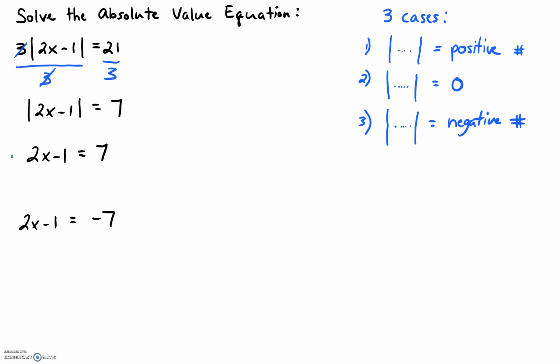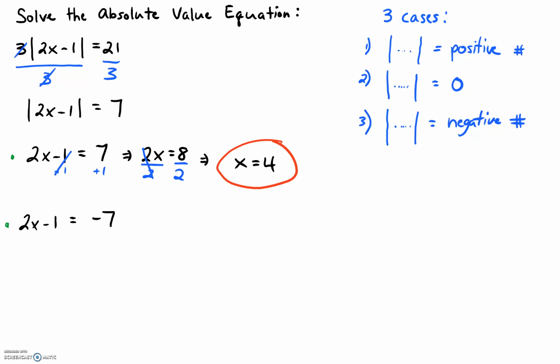And so now let's solve each of these equations, and that will give us our 2 possible solutions. Looking at the first equation, we have 2x minus 1 is equal to positive 7. We're just going to add 1 to both sides. That gives us 2x on the left-hand side is equal to 8. And then we're going to divide both sides by 2, because we still have to isolate the x. That leaves us with x on the left-hand side, and 8 divided by 2 gives us 4 on the right-hand side. So our first solution is x equals 4.